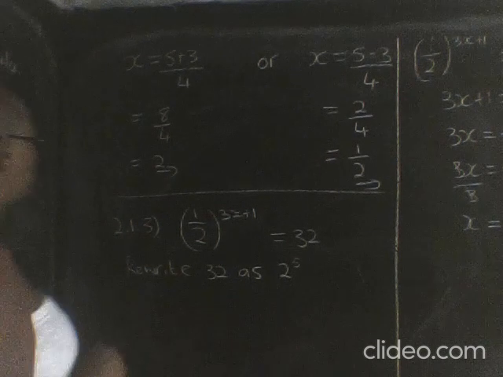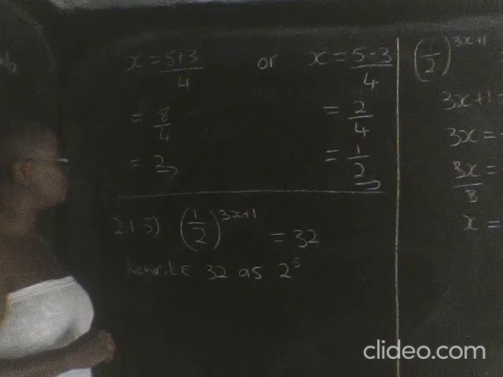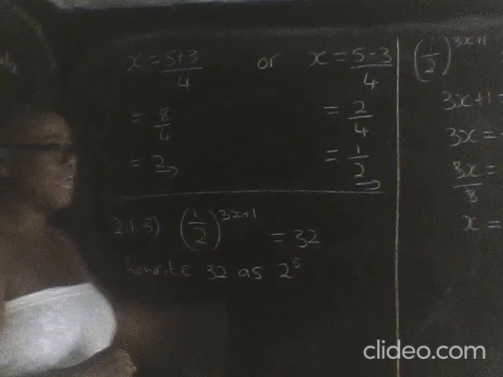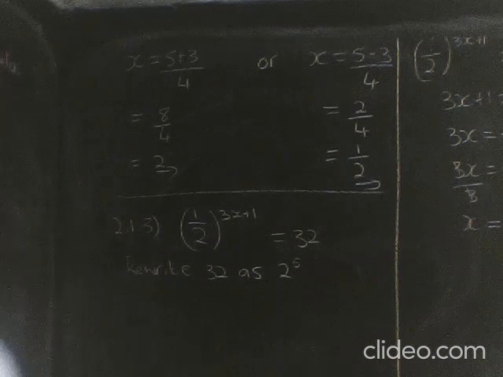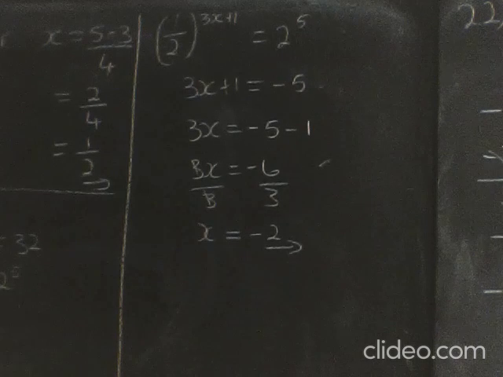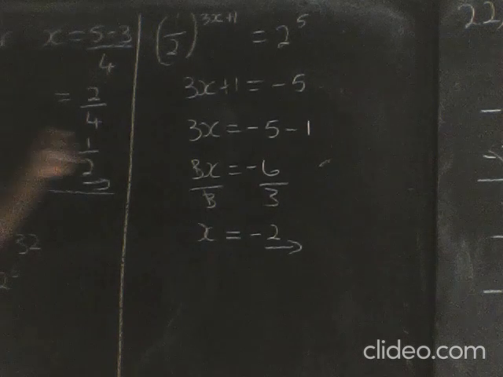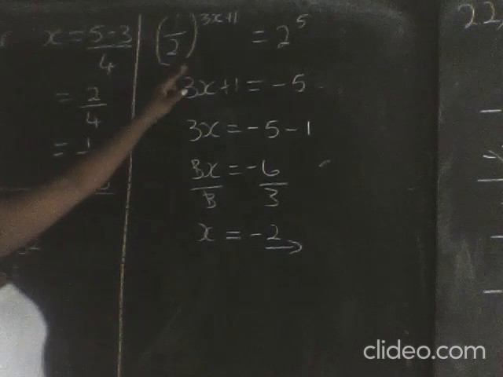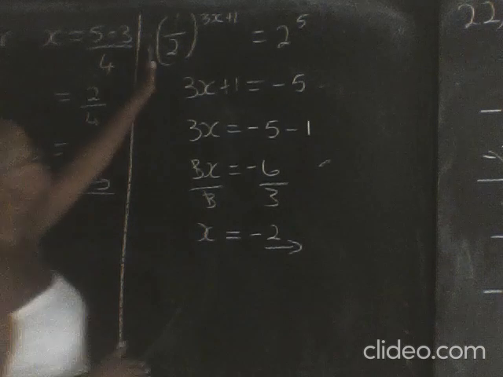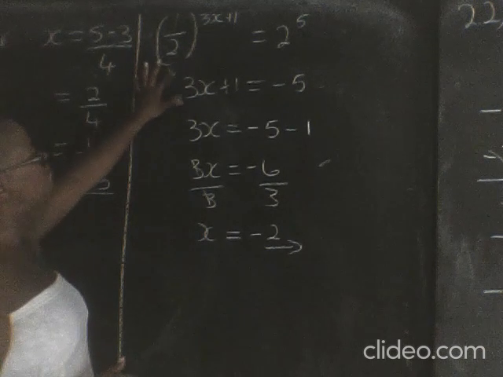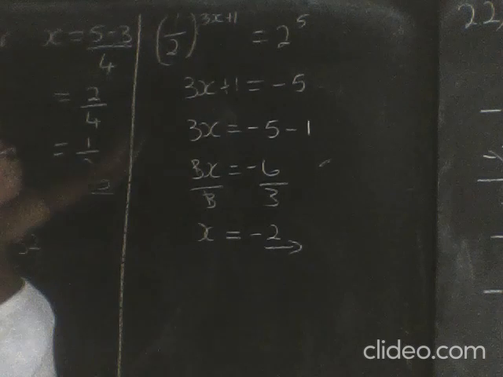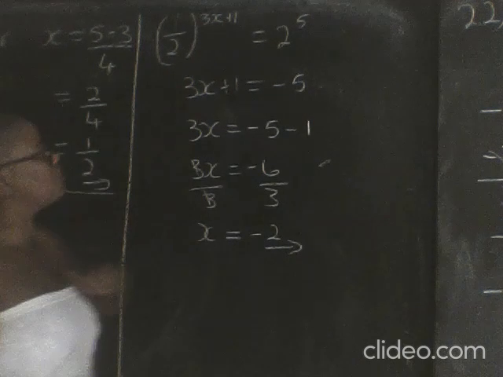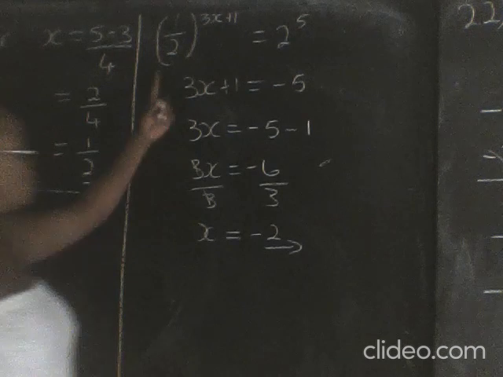Then 2.1.3 says (1/2) raised to the power of 3x + 1 is equal to 32. In order for this to make sense, we first rewrite 32 as 2 to the power of 5. Now that we've rewritten 32 as 2 raised to the power of 5, we take the half in the brackets, so (1/2) to the power 3x + 1 equals 2 to the power 5. But what happens here is the half goes away: we multiplied with 2 over 1 so that we could get rid of the fraction part, and those two cancel each other out. So we are only left with the exponential part.